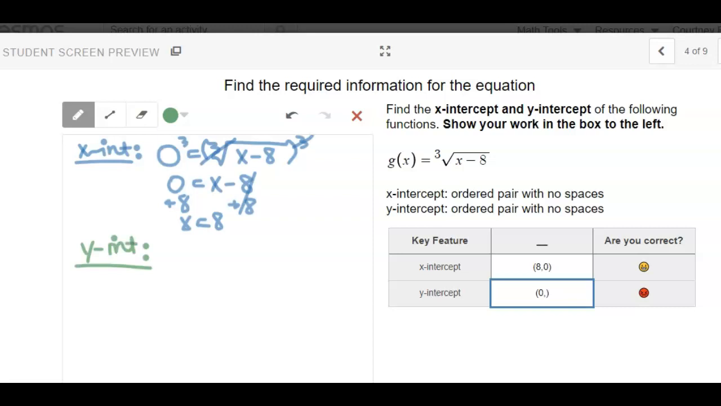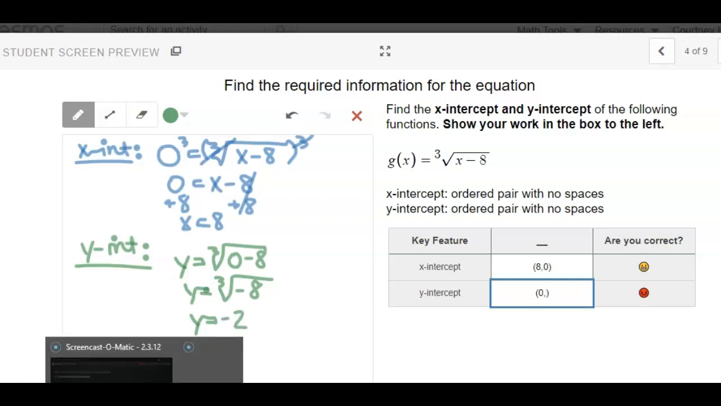Y-intercept. So in my y-intercept, I'm looking for the y value when x is 0. So y equals, that's kind of like g of x, equals the cube root of not x minus 8, but 0 minus 8. And what is 0 minus 8? Well, it's negative 8. And if you cube root negative 8, think back to our previous problem, what is the cube root of negative 8?